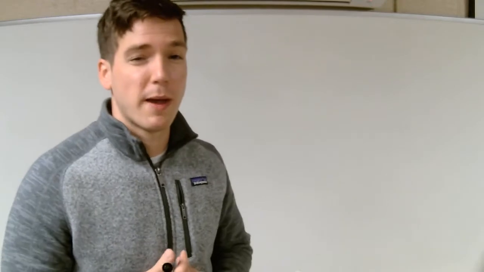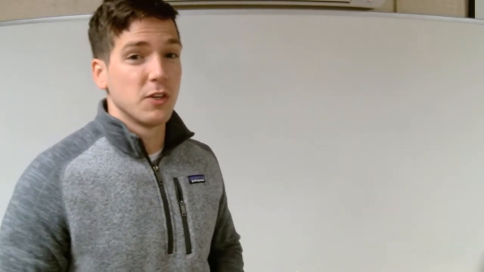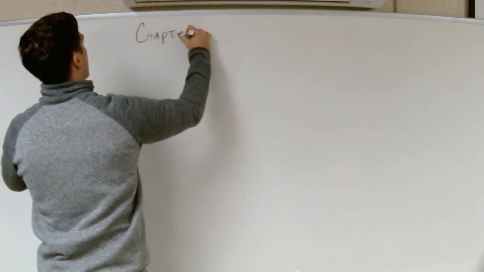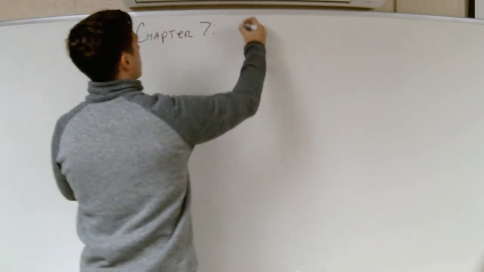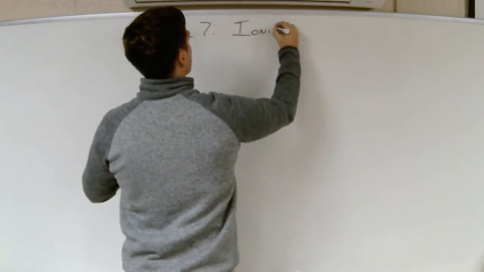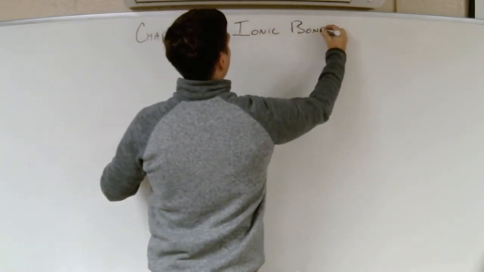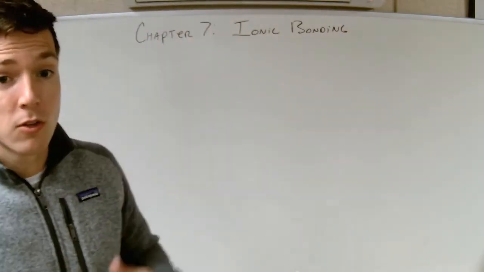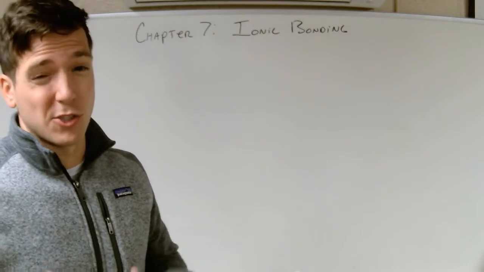We are talking about ionic bonding. We're moving into a new chapter, and this is chapter 7. So we are moving right along. We are starting to get into actual chemical reactions here. So ionic bonding, that is your strongest bonding.